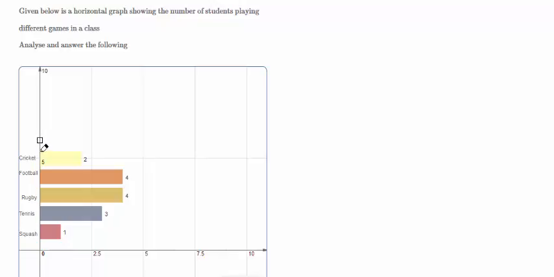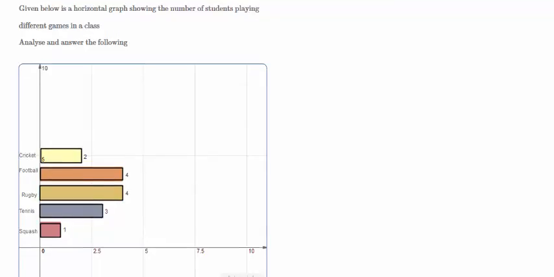And here comes the cricket bar that says, okay, there are two persons who would say that cricket is their favorite sport. For football, the number is 4. For rugby, the number is 4 again. For tennis, the number is 3. And for squash, there's only one person in the class who said squash was their favorite sport. Or let's rather say who plays squash, because this data is about playing different games, not about favorite games.